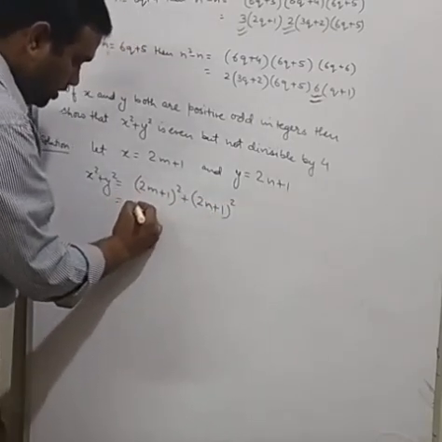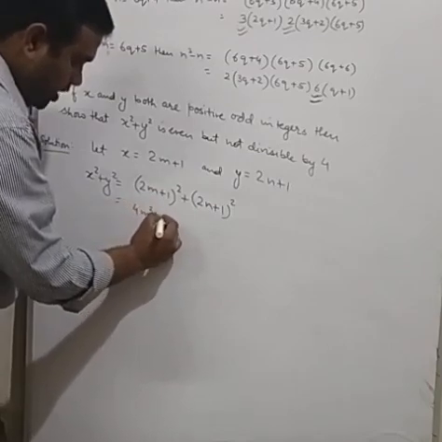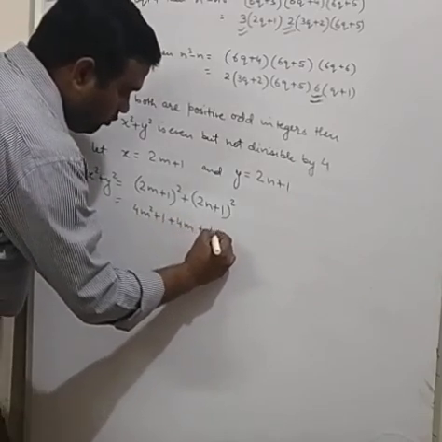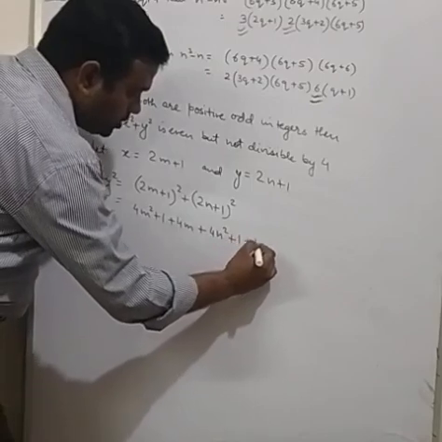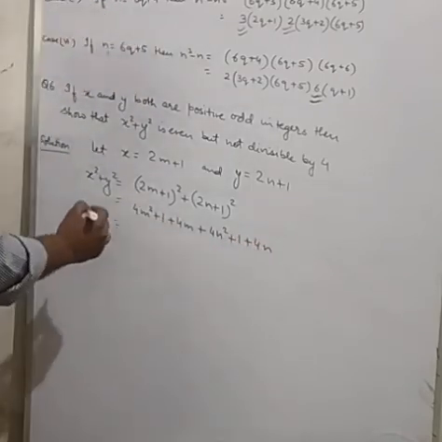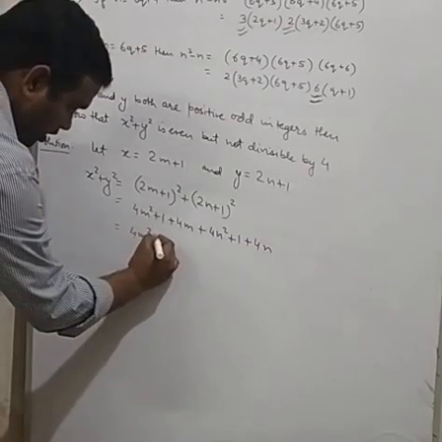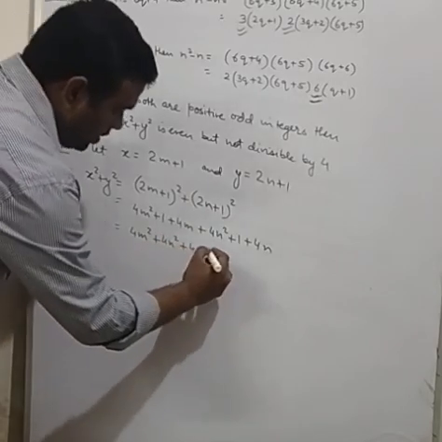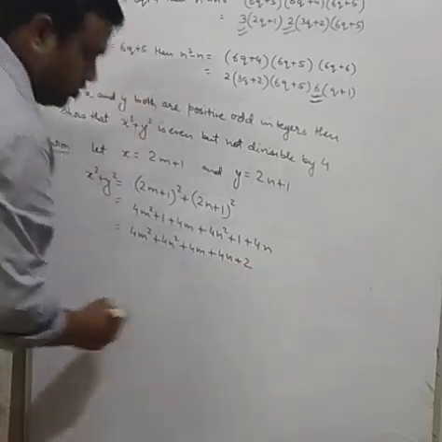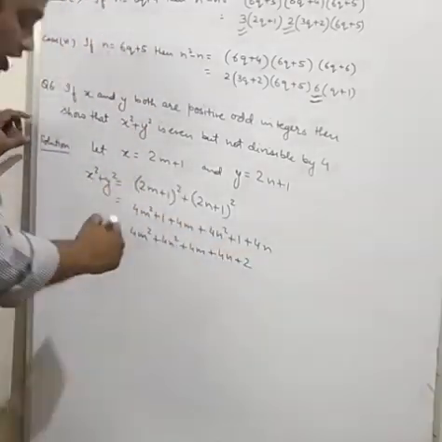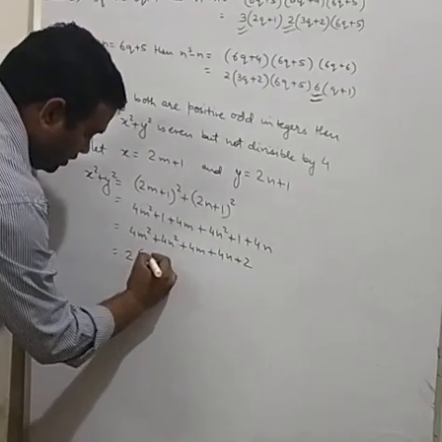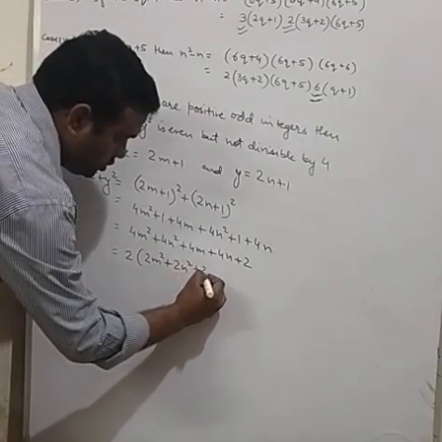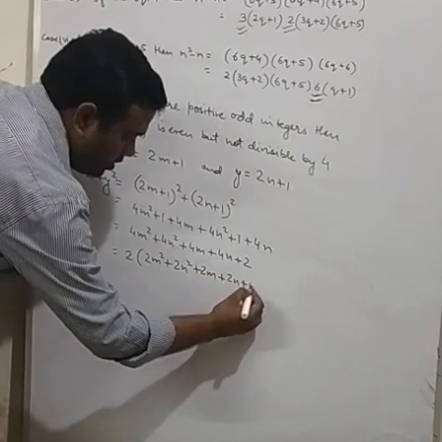If we solve this, this will give me 4m square plus 1 plus 4m, and this will give me 4n square plus 1 plus 4n. If we solve this further, this will give me 4m square plus 4n square plus 4m plus 4n plus 2. And here it is clear that we can take 2 as common, and what is left is 2m square plus 2n square plus 2m plus 2n plus 1.